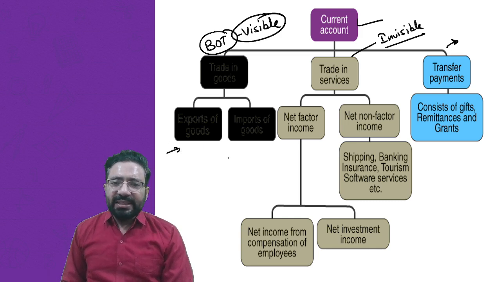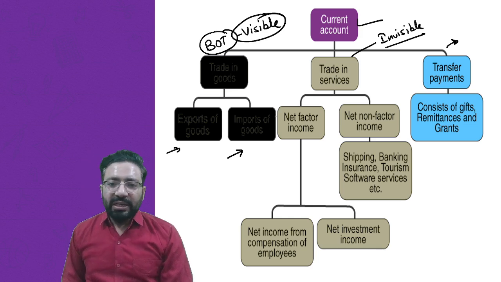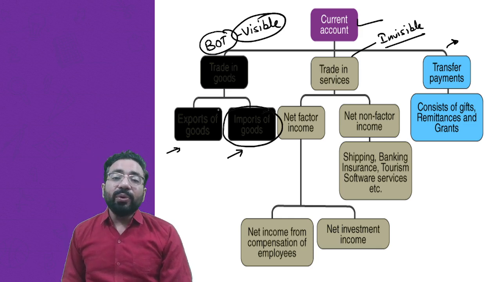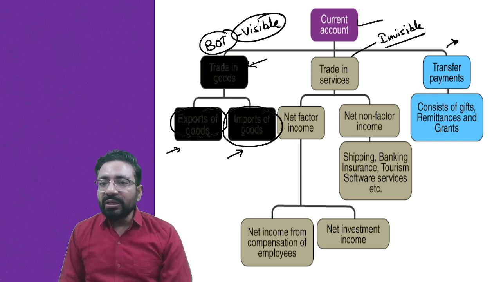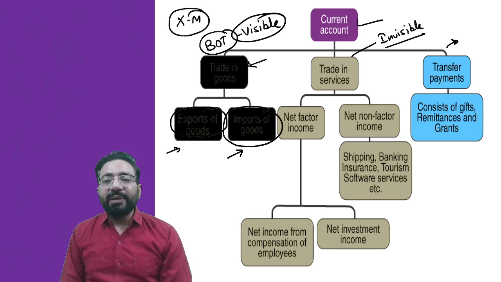Export of goods and import of goods. So that part of current account that records only visible items, that is export of goods and import of goods, that would be your BOT, balance of trade or trade balance.